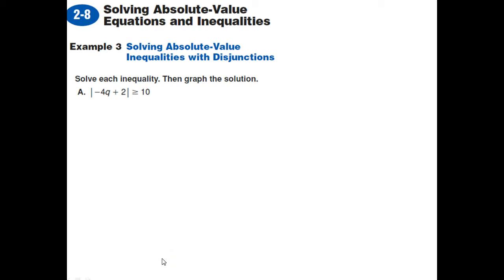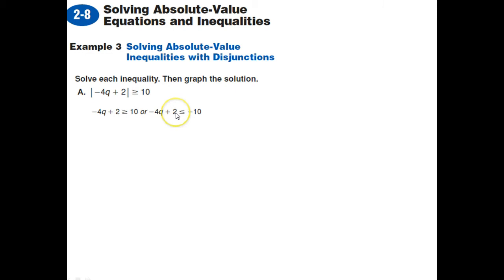Okay, this next problem is another inequality where the absolute value is already isolated, but this time it also has an inequality, so it's not an equal sign anymore. What happens when you have this type of problem is you copy the absolute value part, you copy the greater than or equal to, and you copy the 10.